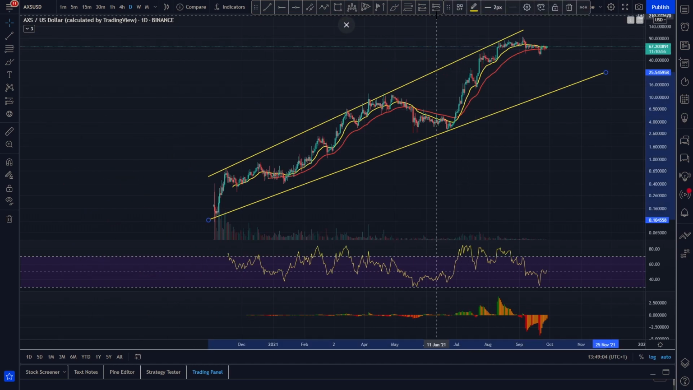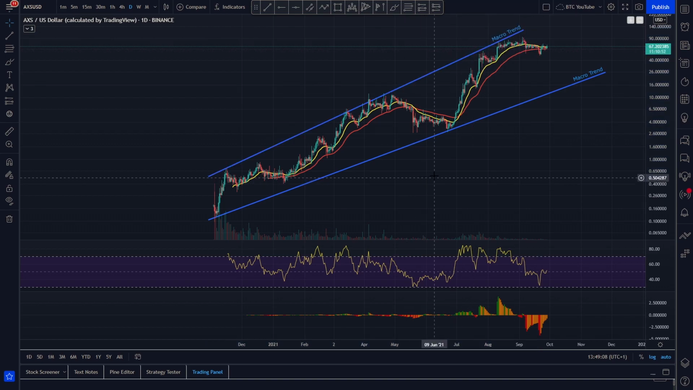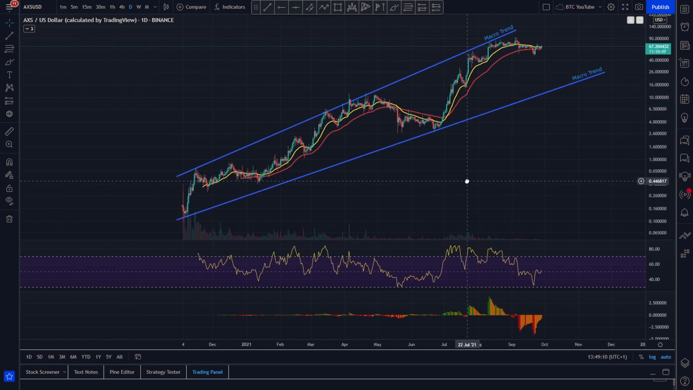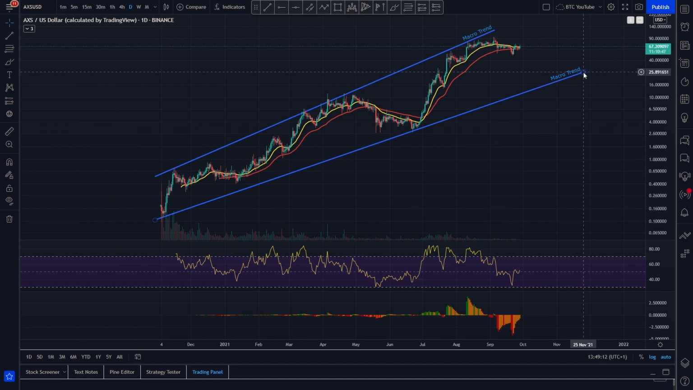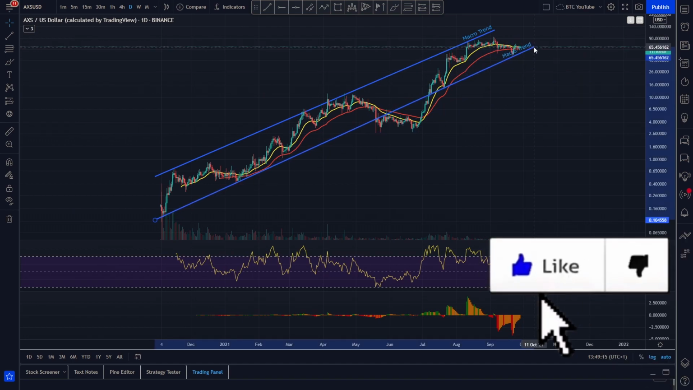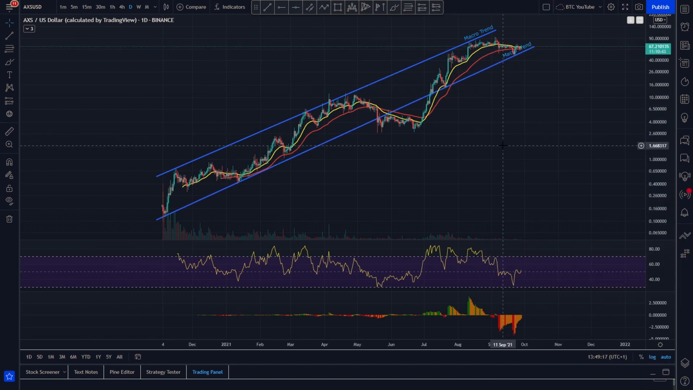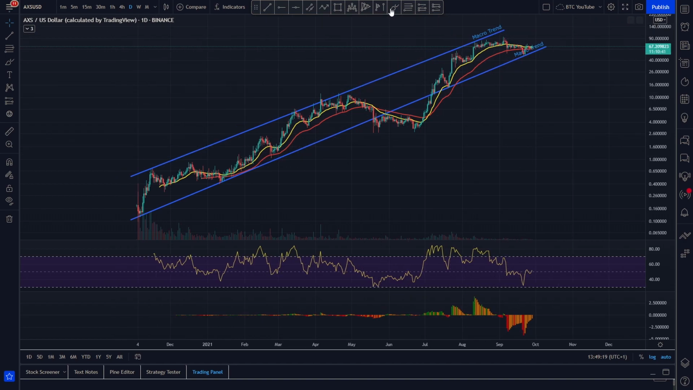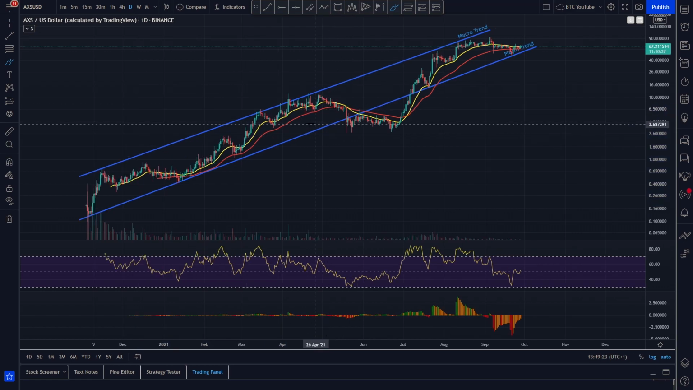Let me just change these so that they are macro trend lines. There you go. So you can see we've been heading up very nicely, really. You could argue that potentially there was a channel like this. I guess this would make a lot of sense, actually. We had a channel like this, didn't we? Where basically we were trading up really nicely with the bull run.